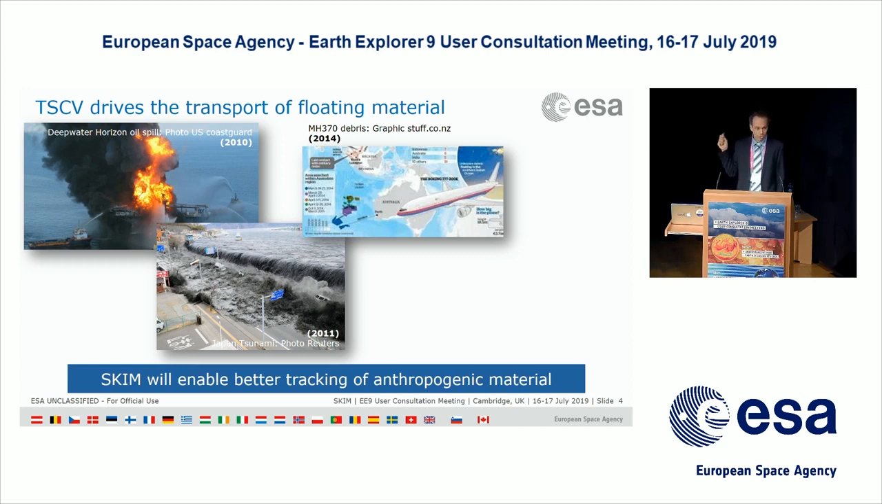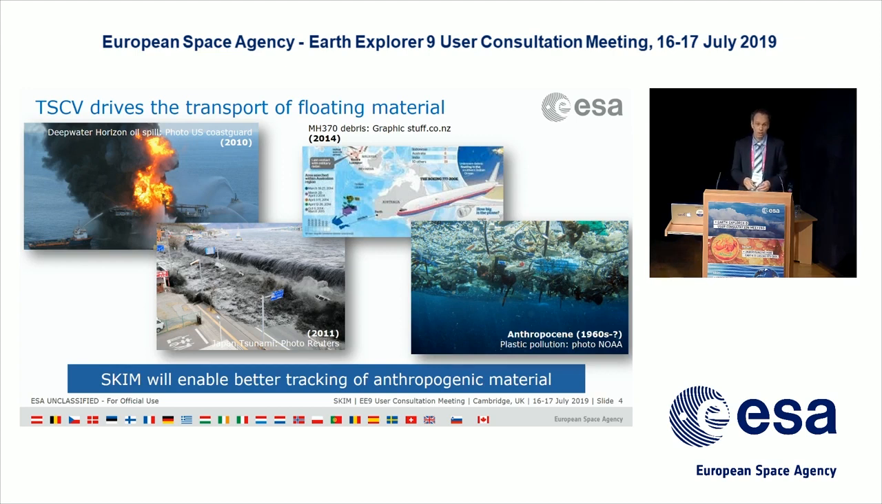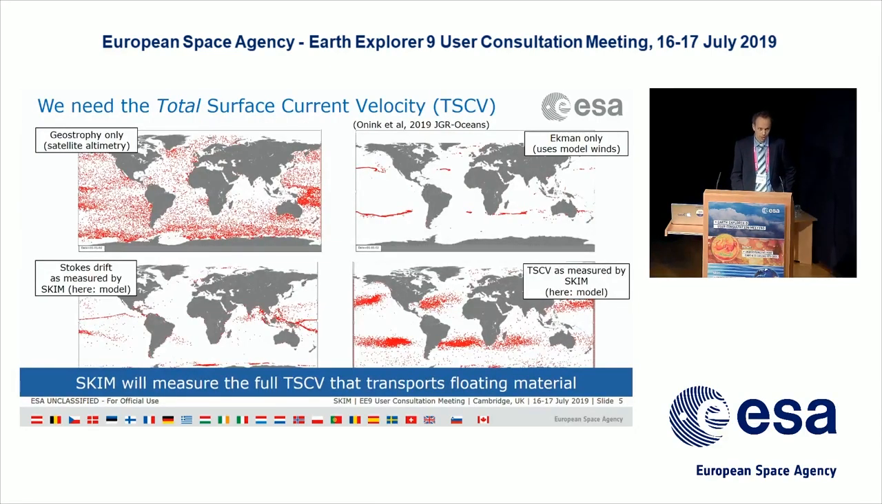SKIM will provide these. But it's not only about one-off inputs. The TSCV also transports the plastic waste that is littering our ocean and that is causing the global plastic crisis. Now, it is instructive to see how the TSCV carries all that waste around. You may have heard of the garbage patches, the so-called islands of plastic that float around in the middle of the ocean basins. Well, here we separate out different components of the current flow to understand how that accumulation of plastic into the garbage patches happens.